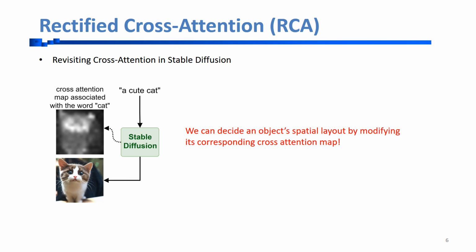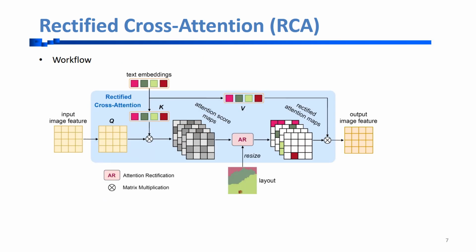Let's first revisit cross-attention in Stable Diffusion. As shown here, when taking a cute cat as input, Stable Diffusion produces a lovely cat. If we visualize the cross-attention map associated with the word cat, it is obvious that the spatial layout of this cat in the generated image highly resembles the cross-attention map. It means that we can decide an object's spatial layout by modifying its corresponding cross-attention map. Our RCA fully capitalized on this observation, and here's the workflow of it.